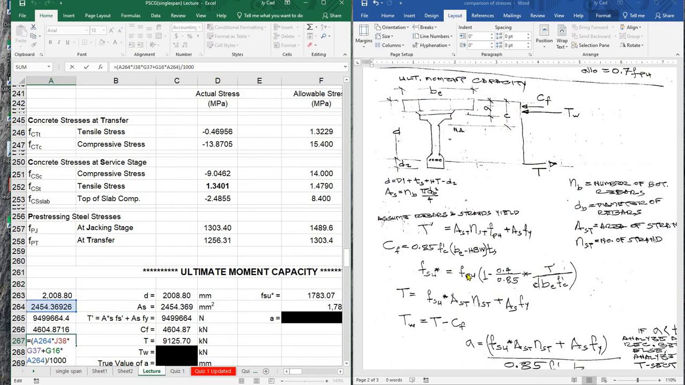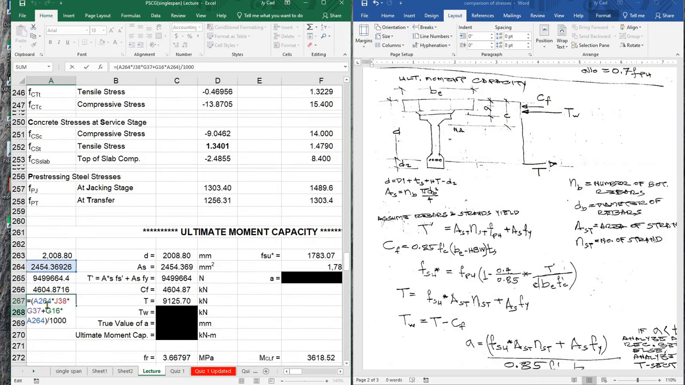So, going back here, T is equal to FSU star. Ayan, di ko na i-click. Ayan, no? A264, nandito siya. This should be F264. So, papalitan ko lang yan. Then, highlight. I-click ko lang yan. Then, let me check again. 9125. Ayan. So, tama na.